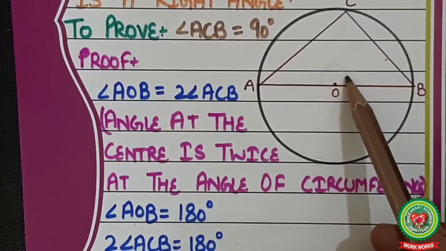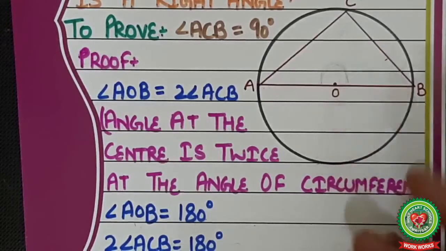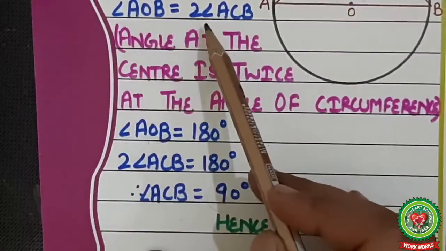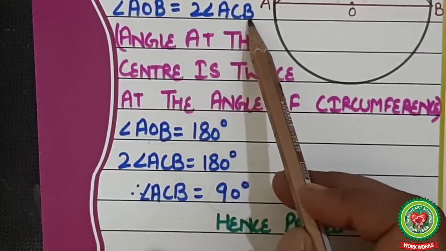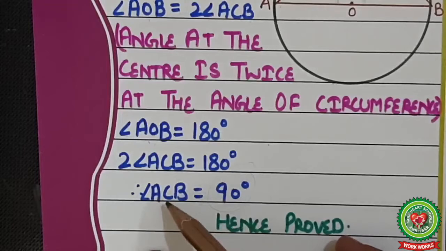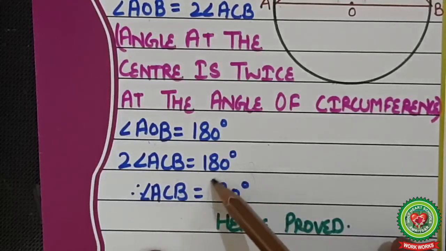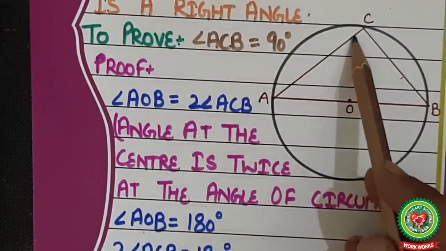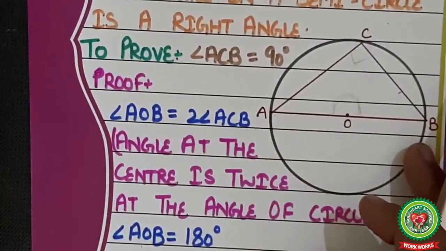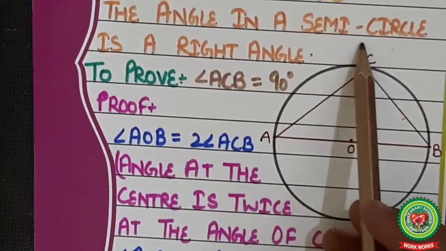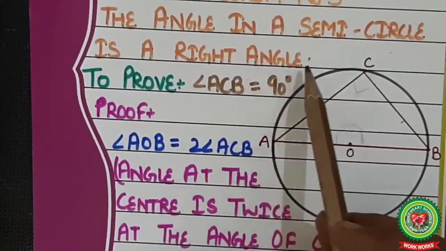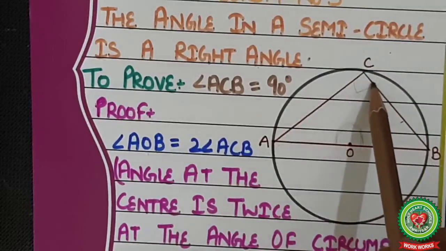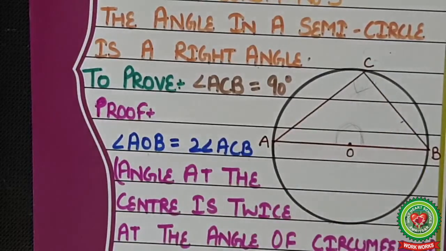Now children, as we know that angle AOB is of 180 degrees. Here put the value 180 degrees. Therefore 2 times angle ACB is equal to 180 degrees. From here we'll get angle ACB is equal to 90 degrees. So angle ACB is a right angle. Hence from here we can conclude that the angle in a semicircle is a right angle, means 90 degrees, or we can say that the angle opposite to the diameter is 90 degrees. So this is the proof of theorem number 3.